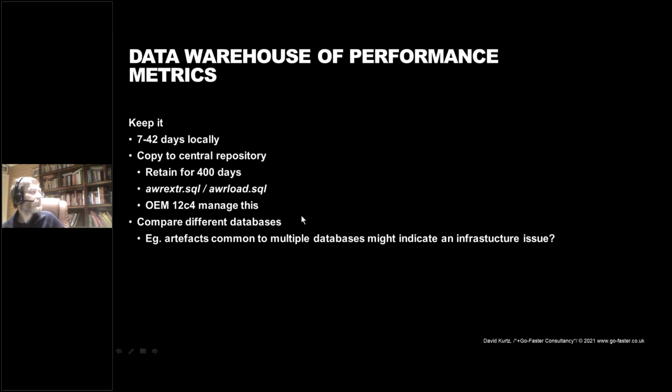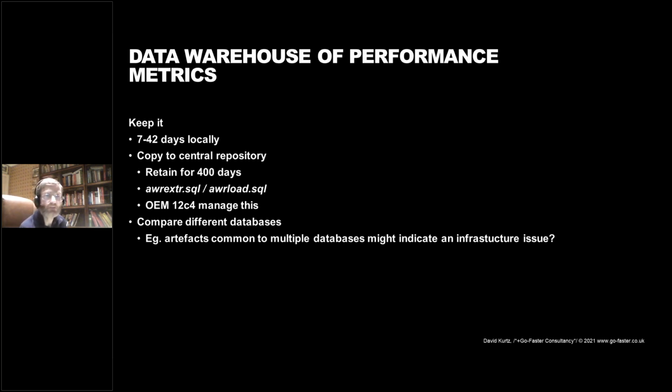Now this data warehouse of performance metrics, it's really valuable. You really need to be keeping it. People keep ASH data for different amounts of time, certainly 7 days. In a lot of financial systems, people keep it for 6 weeks, 42 days, so that you might have a 5-week month in sub-accounting systems. And you want to look at this month end versus last month end. So you need 5 weeks plus another week.